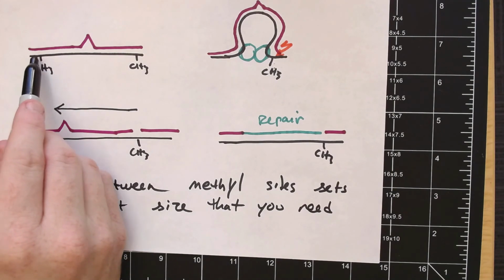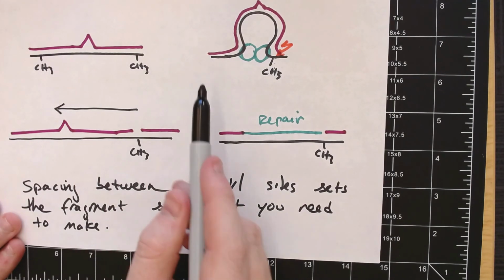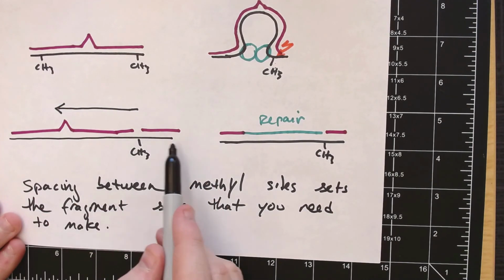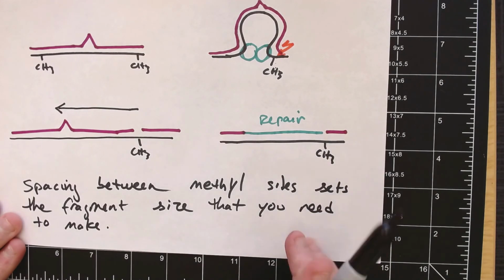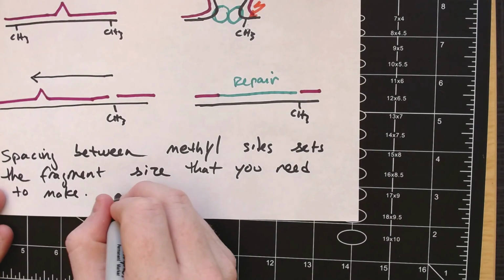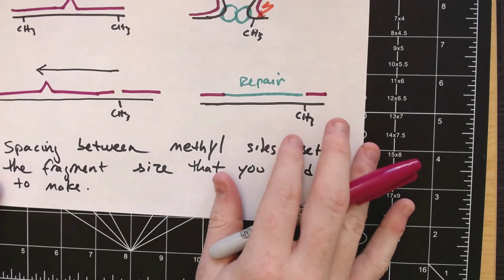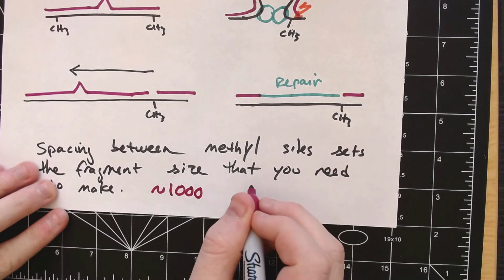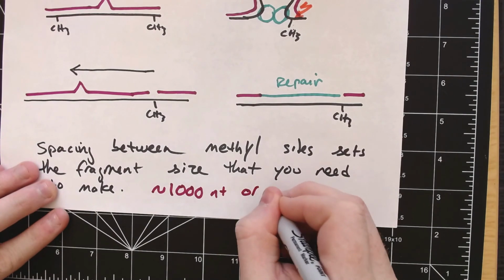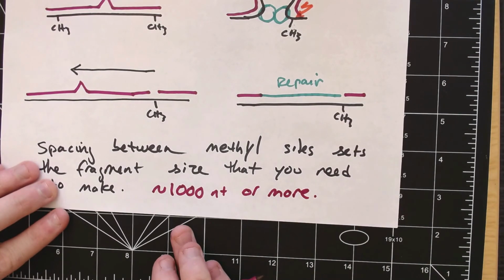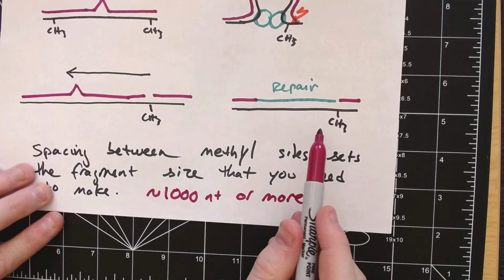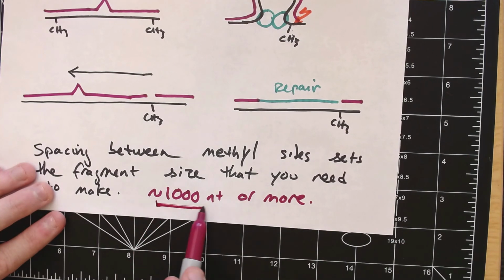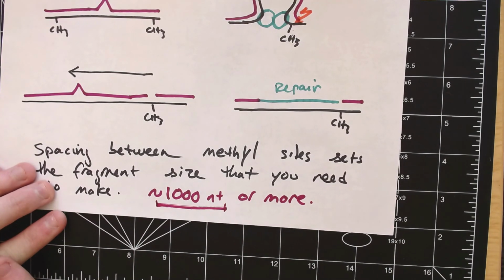But if your average spacing between methyl groups is quite large, then the distance between the mismatch and the methyl group that is going to set the boundaries of this thing can be quite large. And oftentimes, the spacing of the methyl sites can be on the order of 1,000 nucleotides or more. That's not to say it's always the case, because they're distributed non-uniformly throughout the genome, but in some cases the nearest methylation site might be 1,000 nucleotides or more.